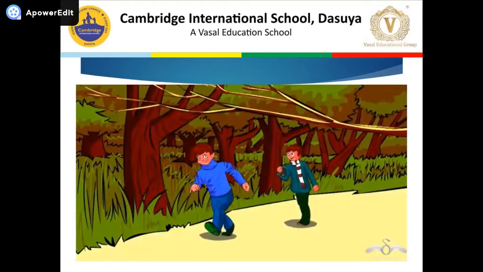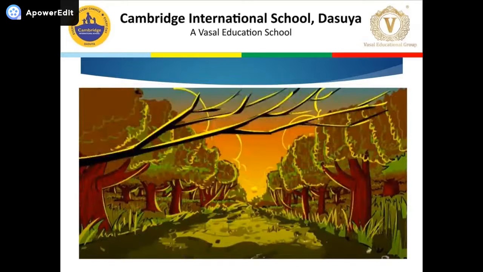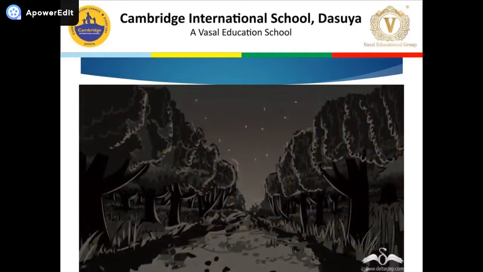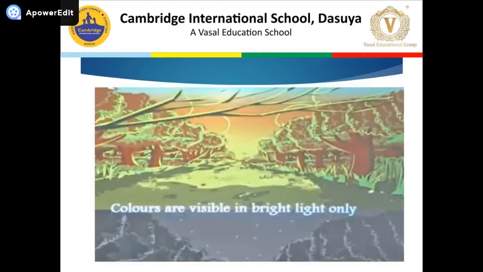Two friends were walking in the forest. Everything appeared white and colorful under the morning sunlight. Now, as the evening approached, everything looked black and white under the moonlight. Light was present both times. During the morning, the light source was the sun. In the night time, the light source was the moon. But colors are visible only in the bright light.